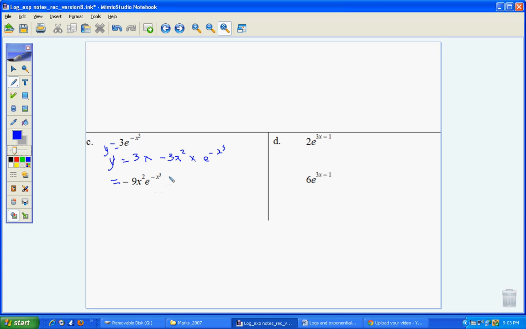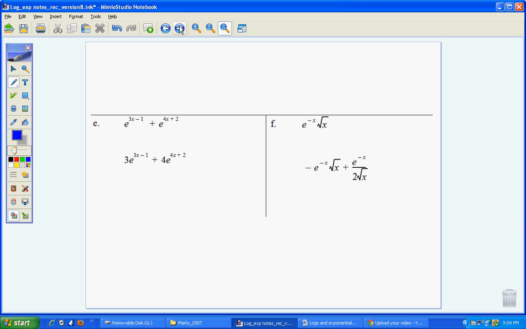So again, the main problem I see with people doing these questions is they just try and read too much into it and try and do too much in terms of a product rule or anything when it's not there, or forget the product rule that's there when it needs to be. So 2e to the 3x minus 1, derive 3x minus 1 is 3, multiply that by the 2, and then times e to the 3x minus 1. So that's what we need to do with those questions.